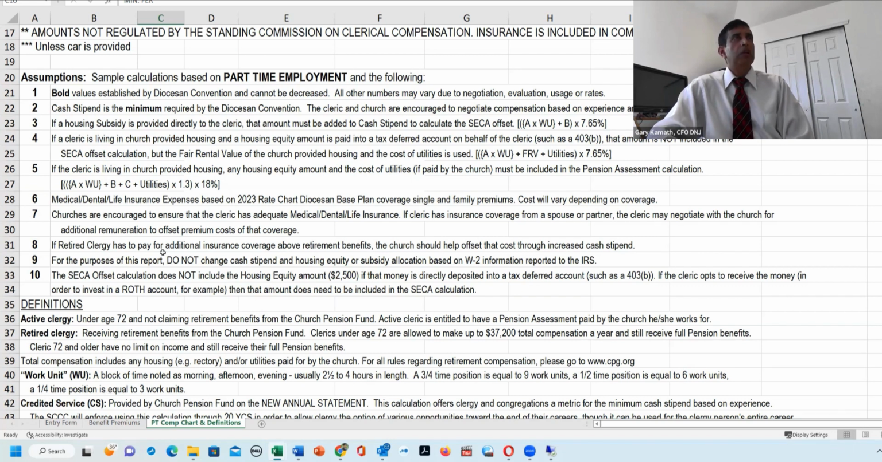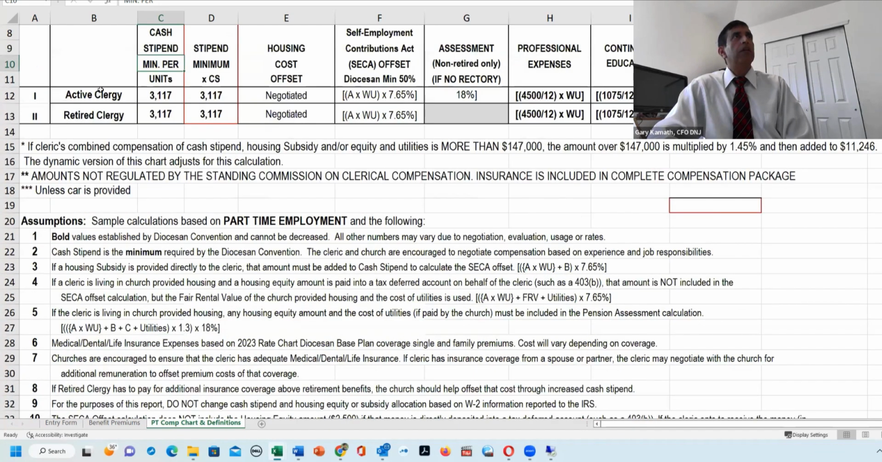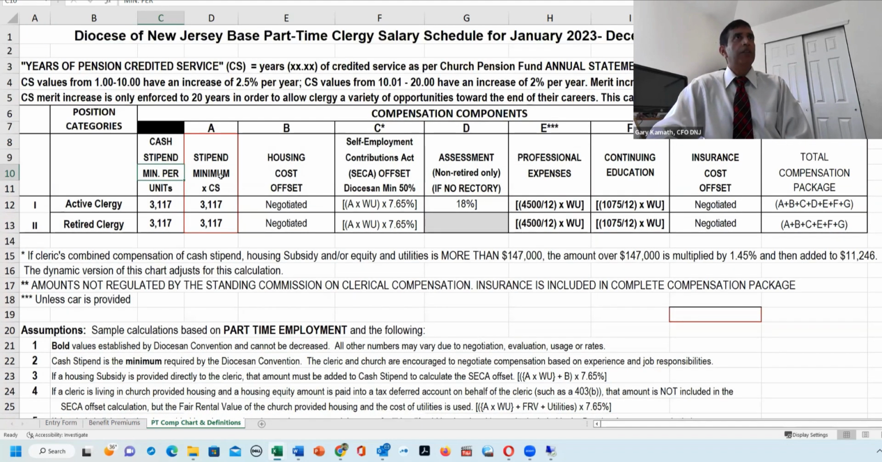And here we're going through a clergy's compensation based on the work units, since they're not working full time. The credited service is the important factor that plays a role in the stipend minimums. And housing cost is totally negotiable. There is no mandated amount like we have for full-time clergy, but you could look at the full-time clergy worksheet for your own negotiations, and use that as a guideline.